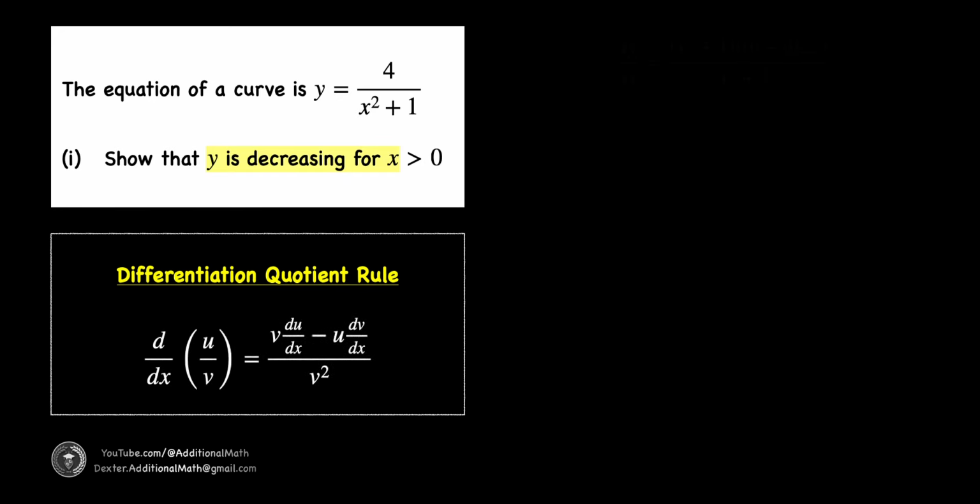To show that y is the decreasing function, we need to prove that the first derivative is lesser than 0. Applying the quotient rule of differentiation, we'll begin by squaring the denominator of x squared plus 1. Then, we'll copy the denominator of x squared plus 1 and multiply it to the differentiation of our numerator. Differentiating the constant 4 will give the result of 0.